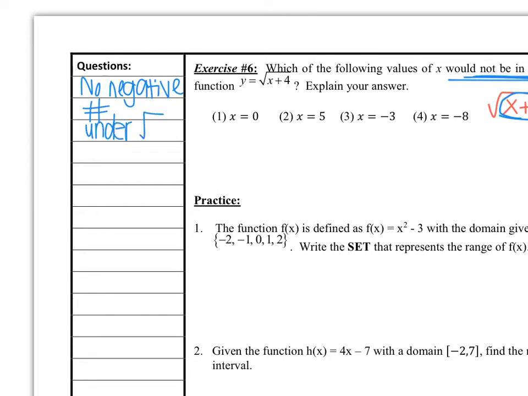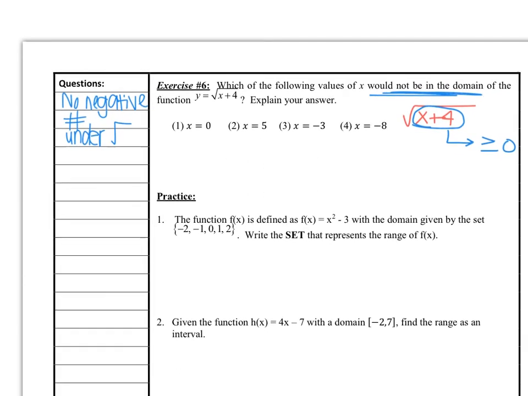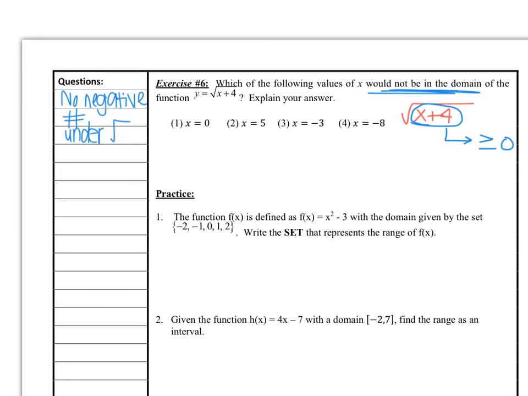So it can start as plugging in a negative, but overall the final number under the square root cannot be negative. So we've got to figure out which one of these would give us a negative underneath there. If I plug in x equals 0, this would be 0 plus 4. Well, square root of 4 is okay, because 4 is a positive value.